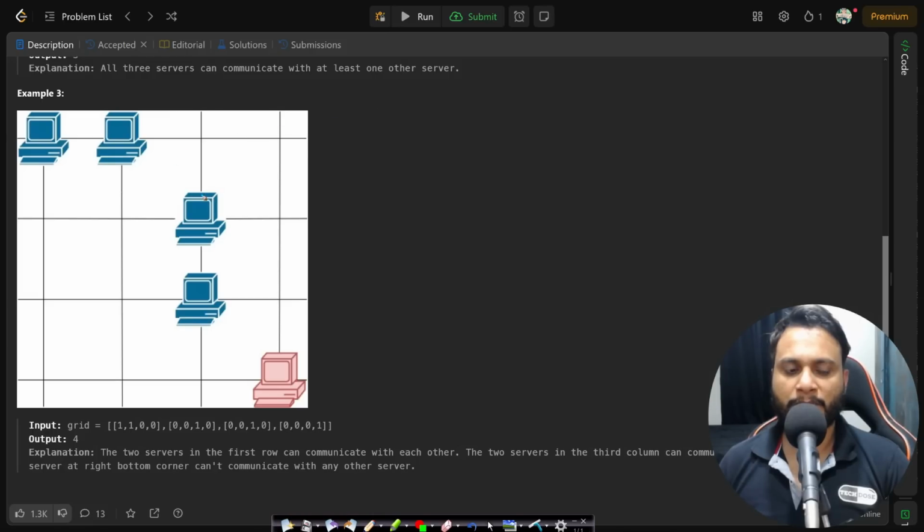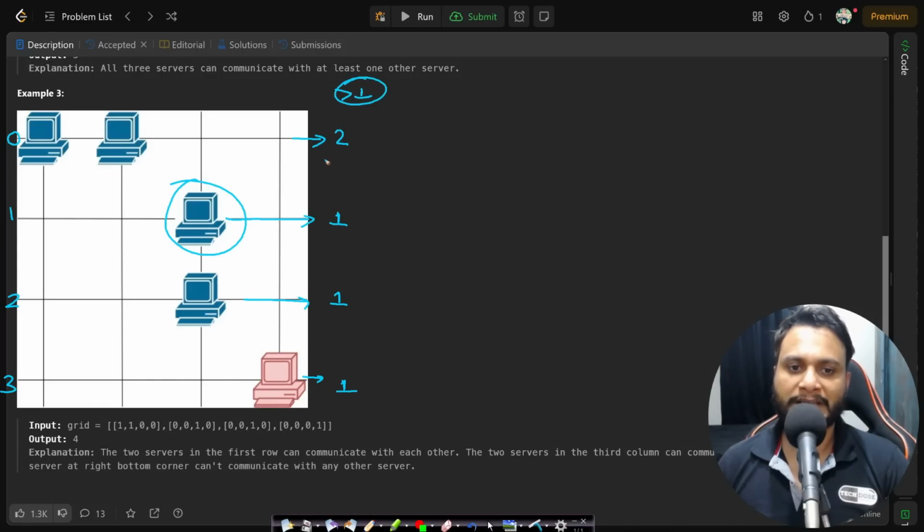But then if you apply your logic, you will be able to come up with the idea that for any server, you can just determine how many servers are present in its particular row. Let's call these row number 0, row number 1, row number 2 and row number 3. So if you count the number of servers at each of these rows, here you have 2 servers, one server and one server.